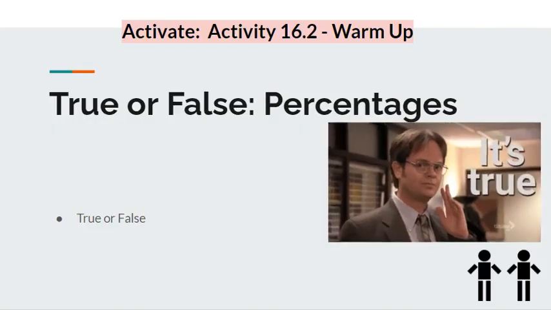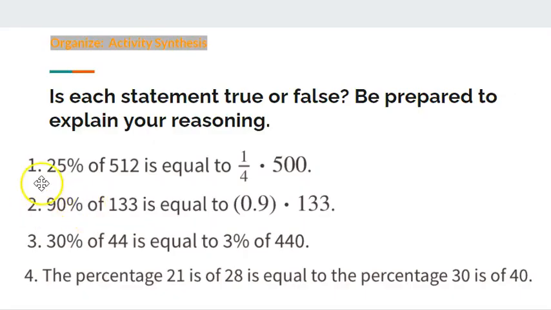All right, let's do a little true or false on some percentages here. So on this first one, is this true or false? 25% of 512 is equal to 1/4 times 500. It is false. And remember, it's not false because of the 25%. 25% is 25 out of 100, which also reduces down to 1/4. The problem here is the 512 and the 500. That's what makes it not equal.